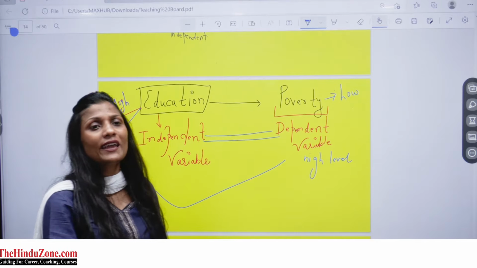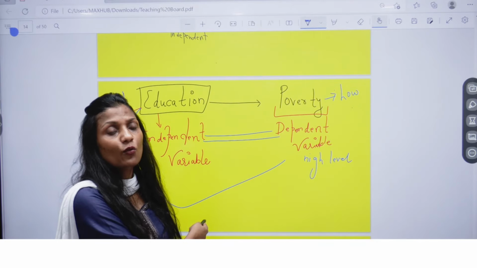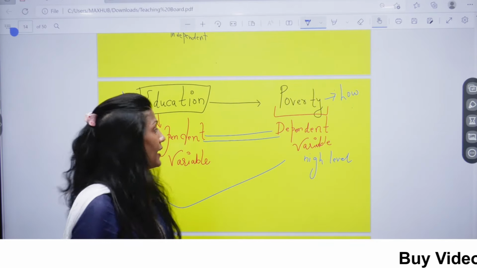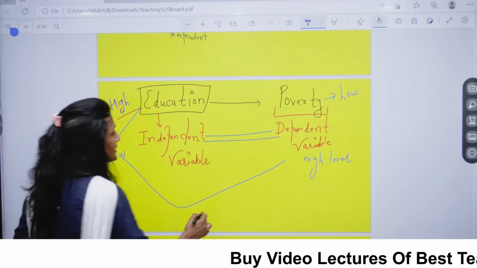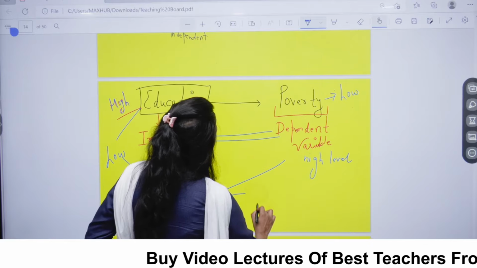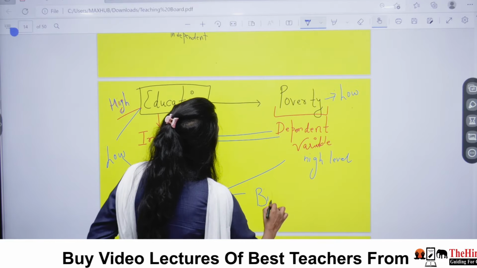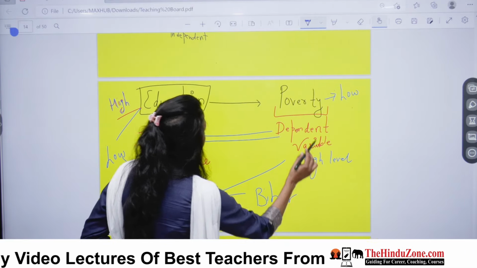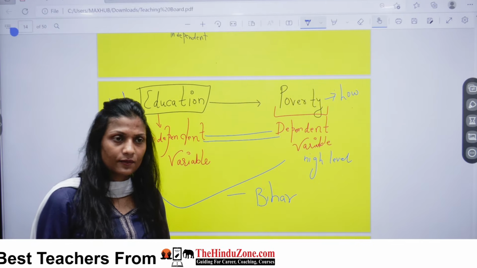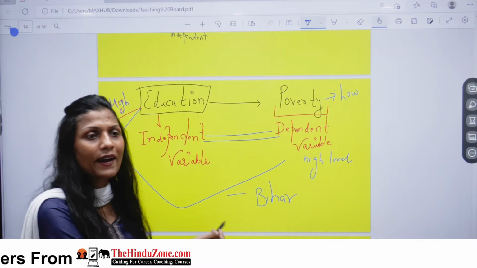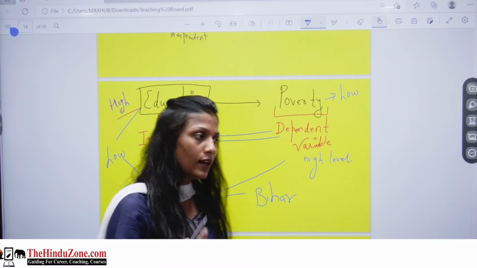So how can we say that it is valid? If I conduct a similar study in Bihar, and I see that these two variables are producing similar results, that's when my findings are true.